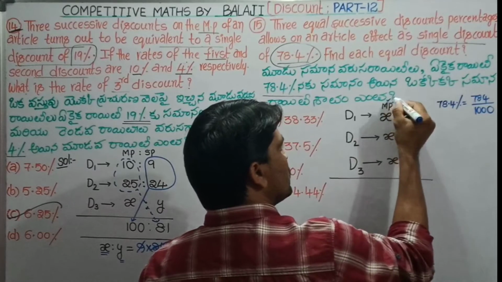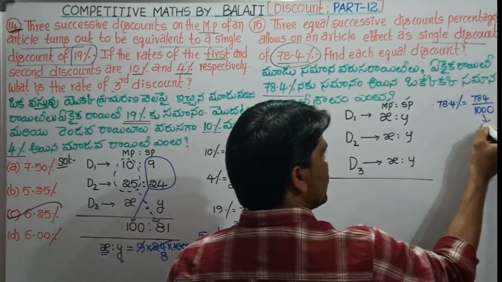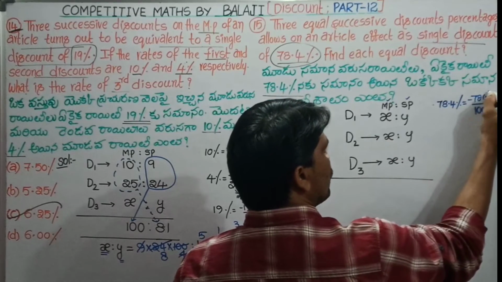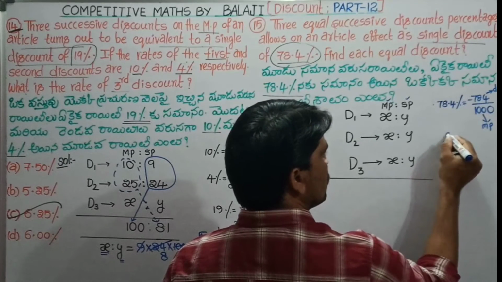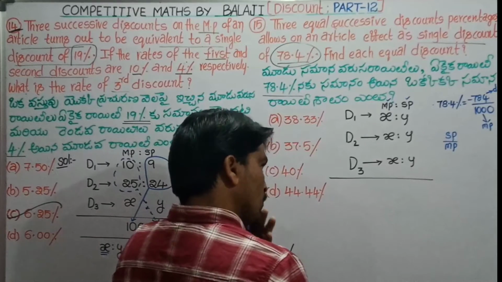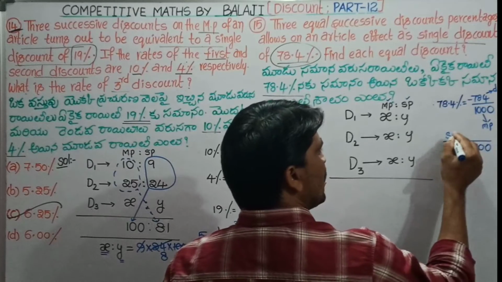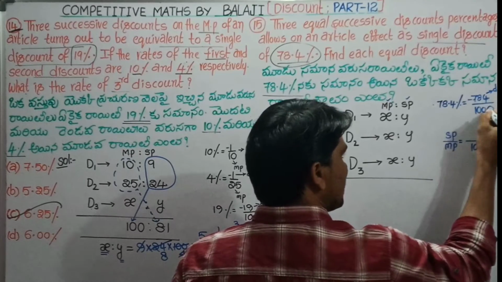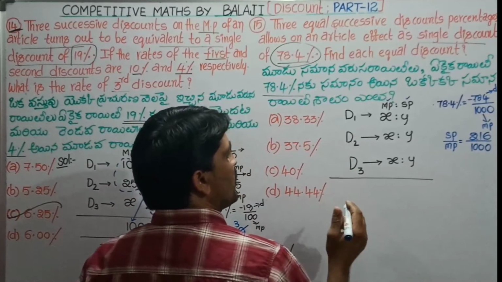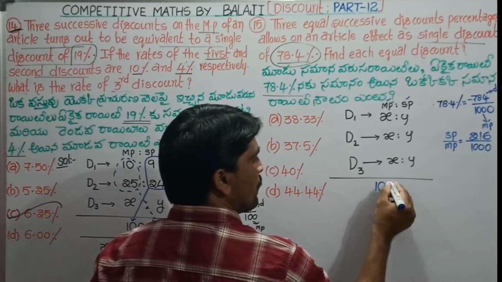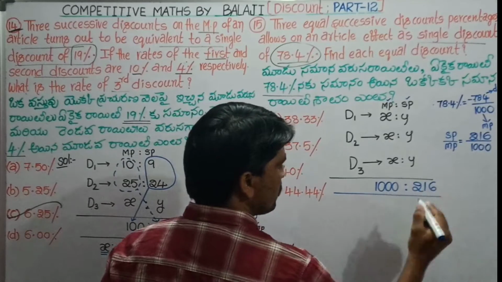But always we consider ratio of market price to selling price. Since it is discount, 1000 is market price, then discount is 784. Consider the ratio of market price to selling price. If market price is 1000 units, then selling price is 784 units less than 1000, that is 216. So net effect is market price is 1000 units, then selling price is 216 units.